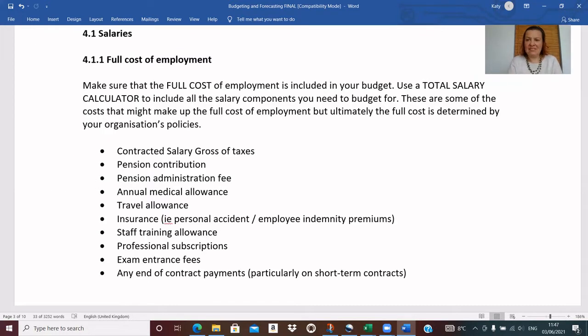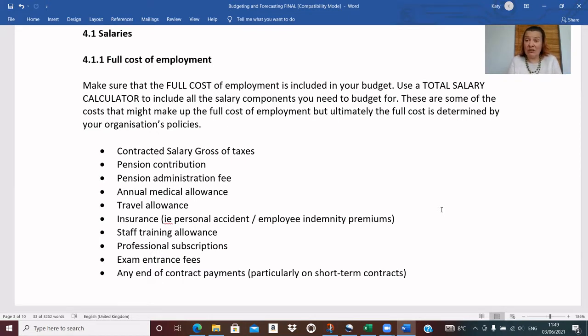So firstly, on salaries, make sure that the full cost of employment is included in your budget. And we could use something like a total salary calculator to make sure that we include all the component parts of a salary. So on salaries, we need to make sure that we include not just salaries, in fact, but the full cost of employment.